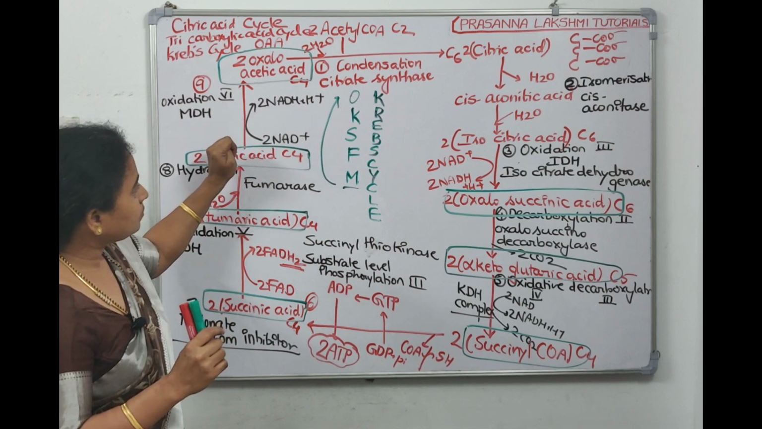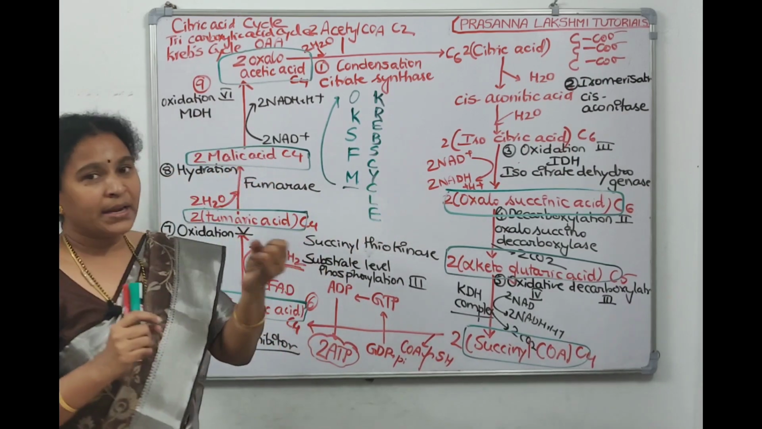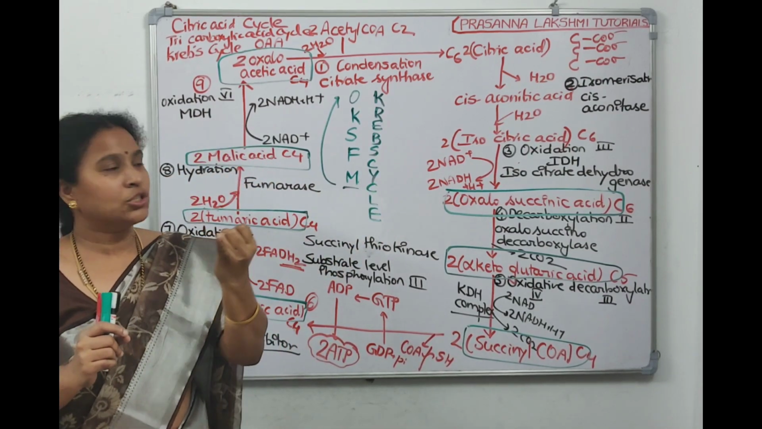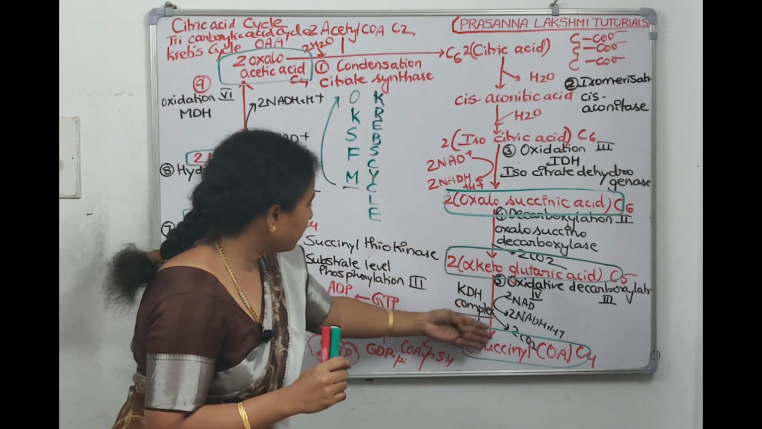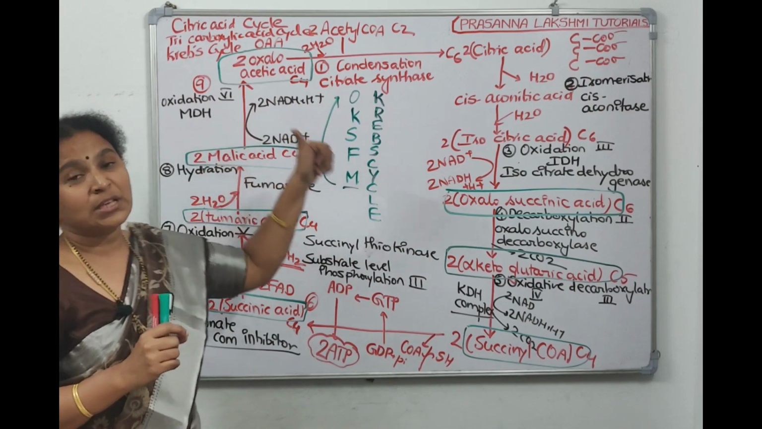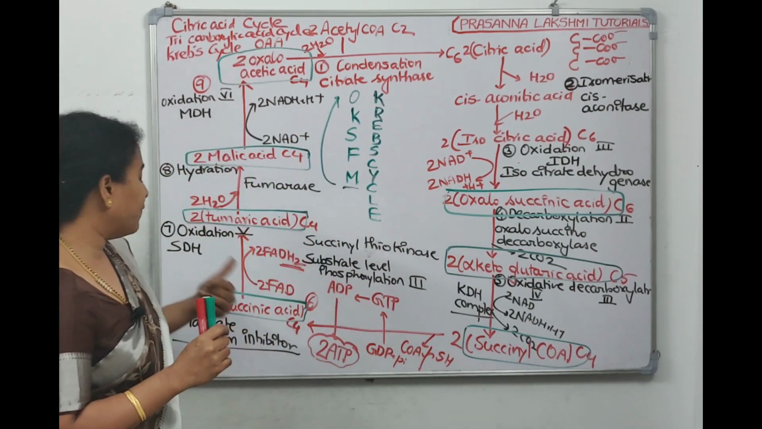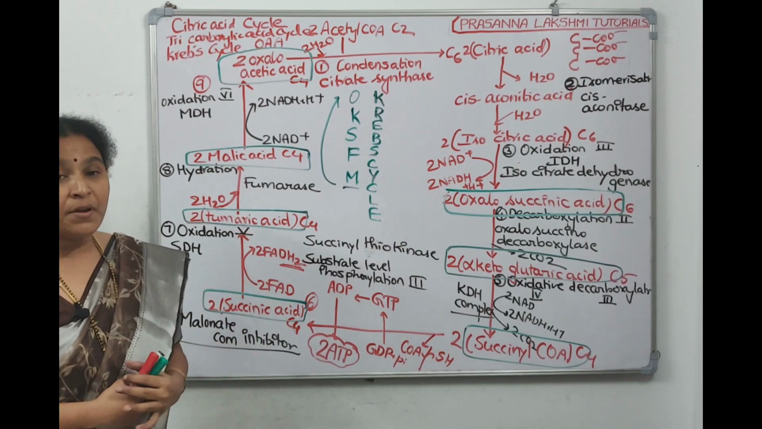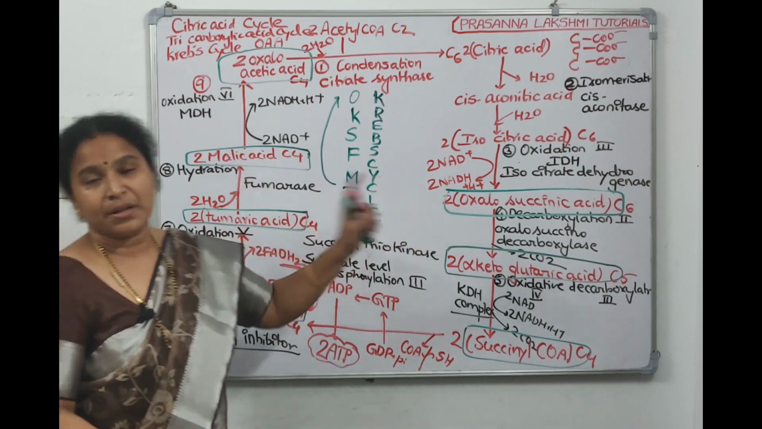So 2 NADH2s in glycolysis, 2 in link reaction, 2 here, 2 here, and 2 here. So 10. Total 10 NADH2s are formed. How many FADH2s are formed? Only 2 FADH2s are formed here. So when we talk about respiratory balance sheet, we need to remember these reactions.